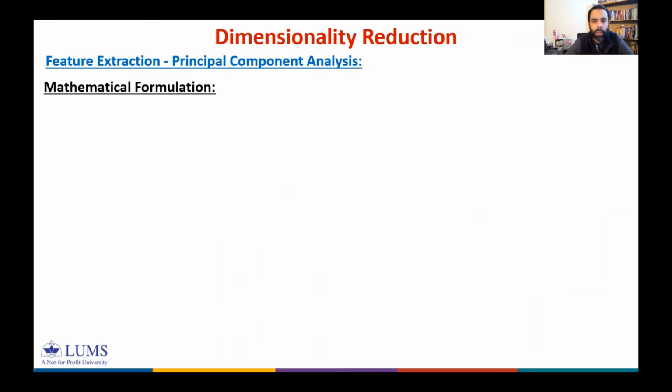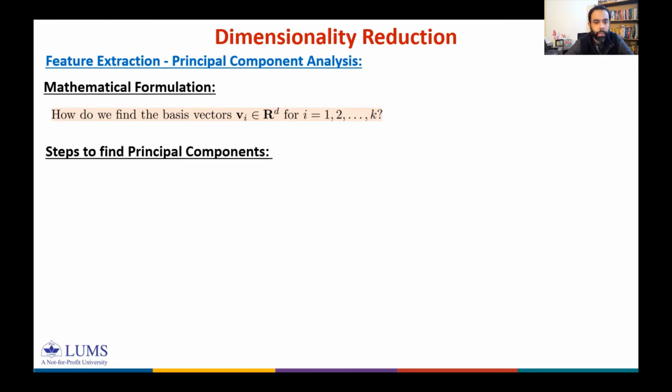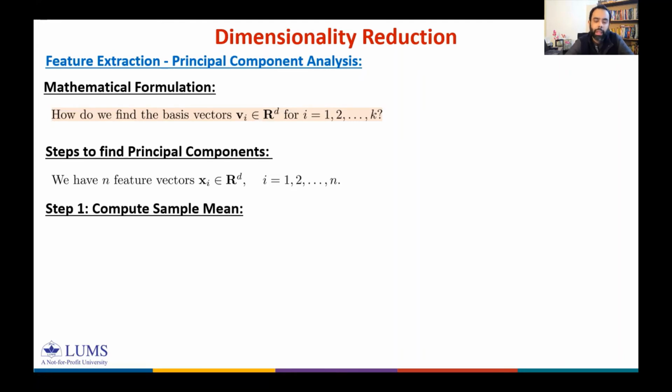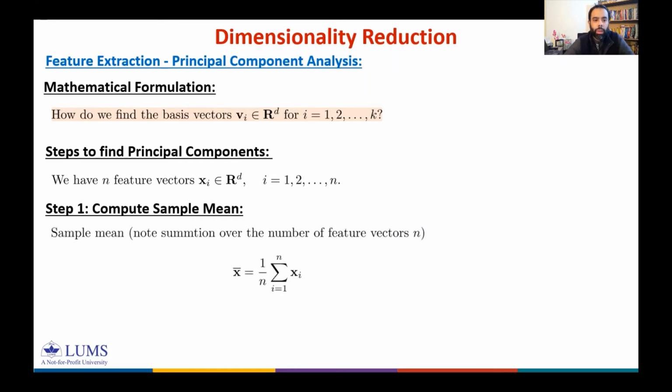So okay, let's talk about how we find these basis vectors v1 to vk. I will talk about the steps which we carry out to find these principal components, and eventually to carry out dimensionality reduction. Okay, the first step is we compute the sample mean. What do we mean by computing the sample mean? So we take a mean along the number of data points, right? If you see, I would define a sample mean, I call it x bar, right?